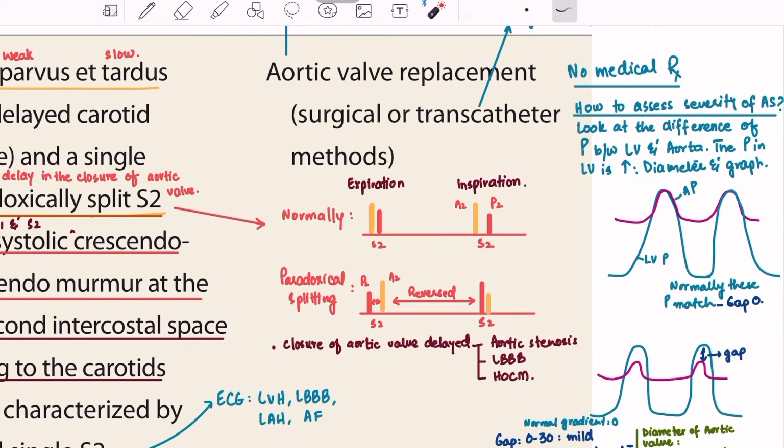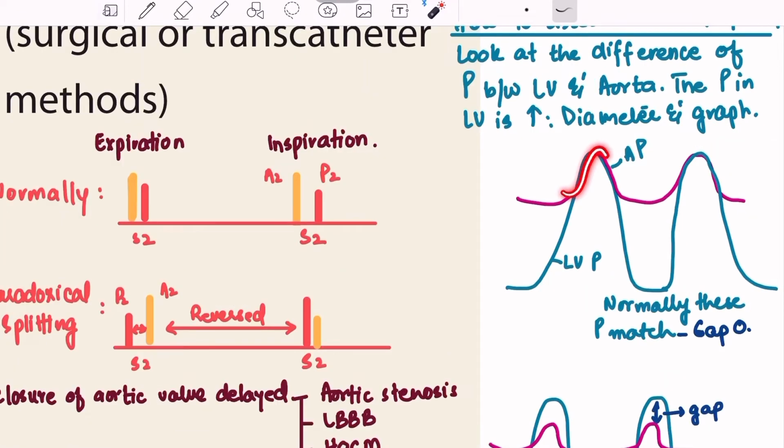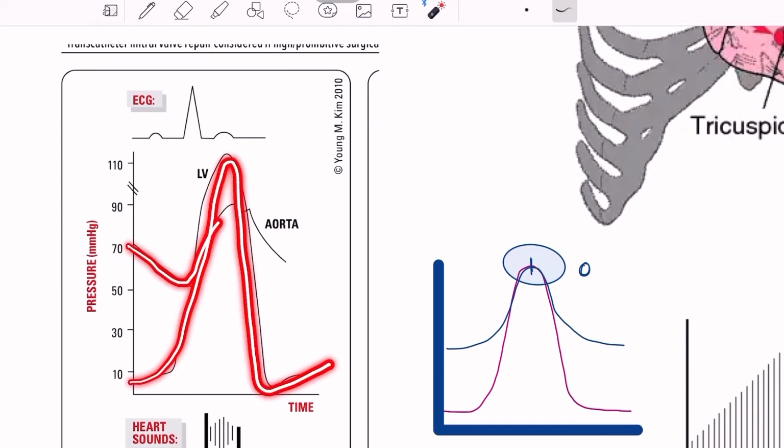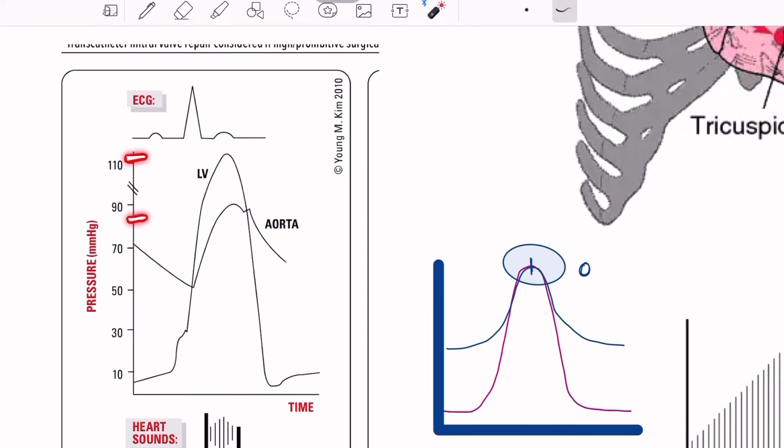So to assess the severity of aortic stenosis, you need to look at the pressure difference between the left ventricle and the aorta. Normally these pressures match and there is zero gap, but if there is a gap between these two, that is pathological. Let me show you a graph over here. So as you can see, this is the left ventricular pressure graph and this is the aorta graph, and there is a gap between them, and that gap is not normal. If you trace the gap to here and here, you will find that this gap is approximately 20 mmHg, which is not normal. It is supposed to be 0.